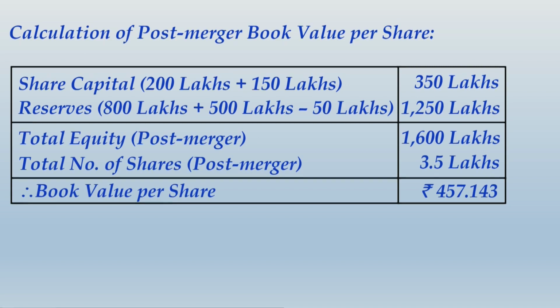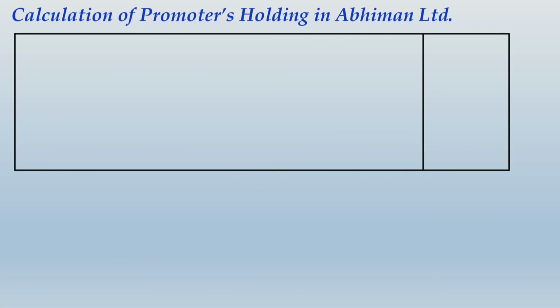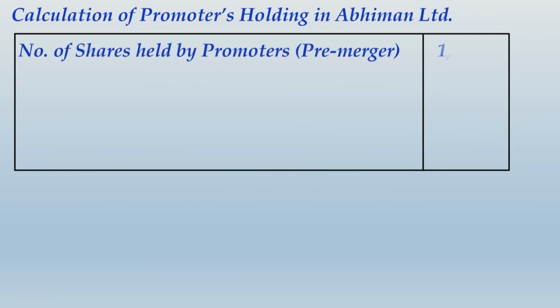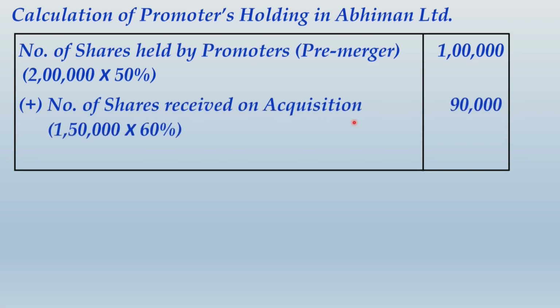Alright friends, after writing this, let us move ahead and write up the calculation of promoters' holdings in Abhiman Limited after the merger. Now please try to understand this calculation also very well. Number of shares held by promoters pre-merger were 1 lakh shares, correct? How 1 lakh shares? The promoters were having 50% shareholding in Abhiman Limited, and Abhiman Limited in total had 2 lakh shares. So 50% shareholding means the promoters were holding 1 lakh shares. Thereafter, the number of shares received on acquisition.